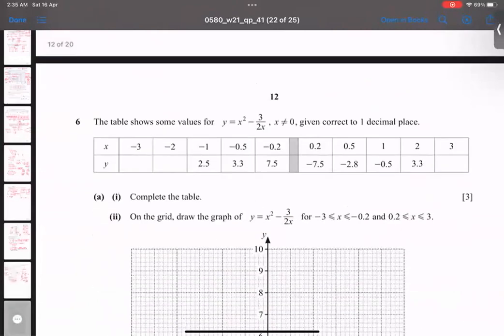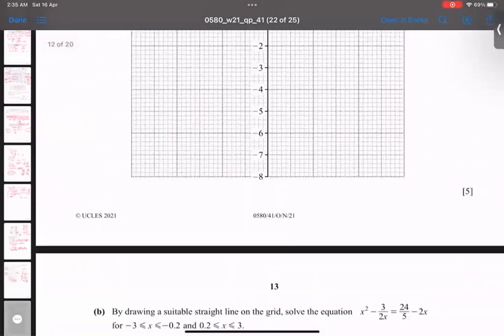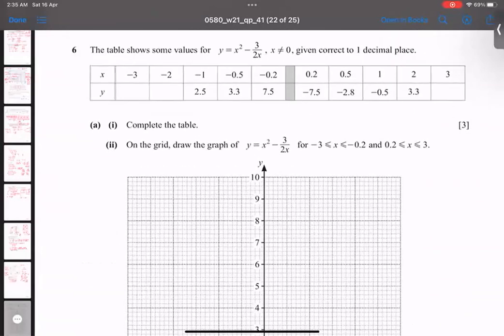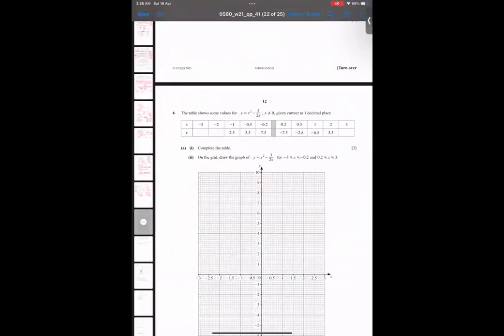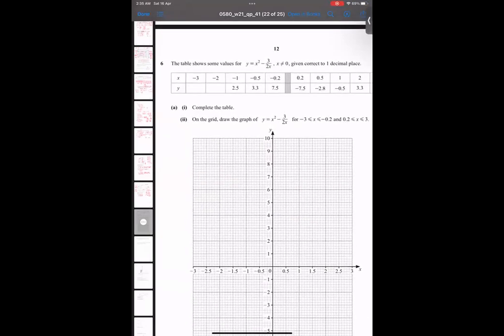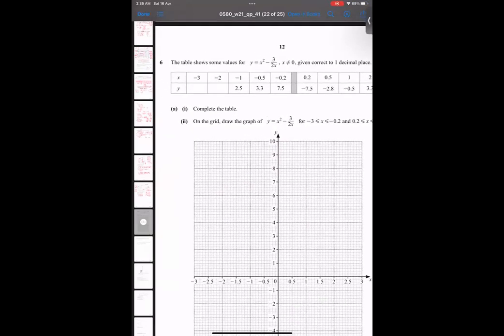The next question is a graph question. I think I have to rotate my screen so you can see almost the full question. Now you can see this one. In this particular question, how can we do this? First of all, we need to find the values. How many unknown values? There are 4 unknown values.